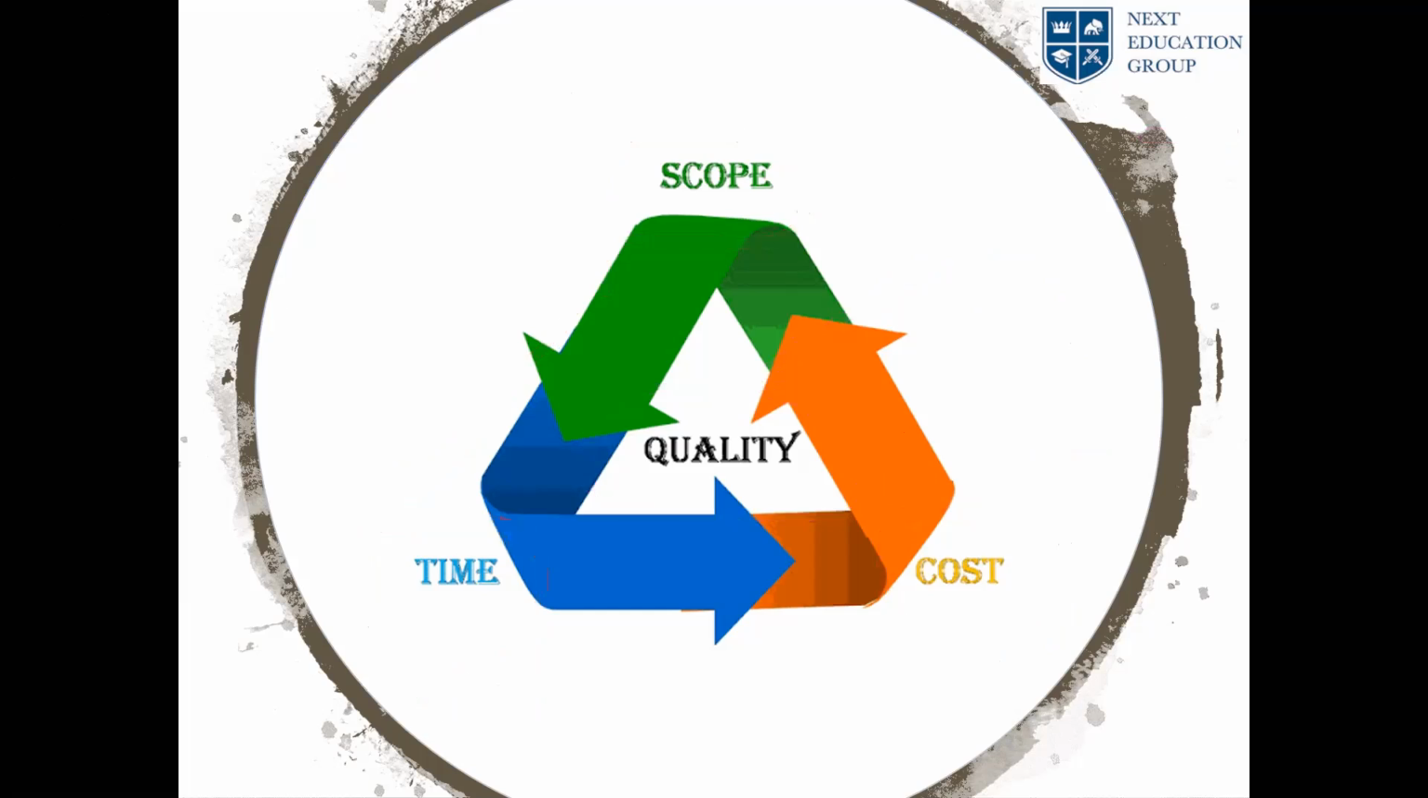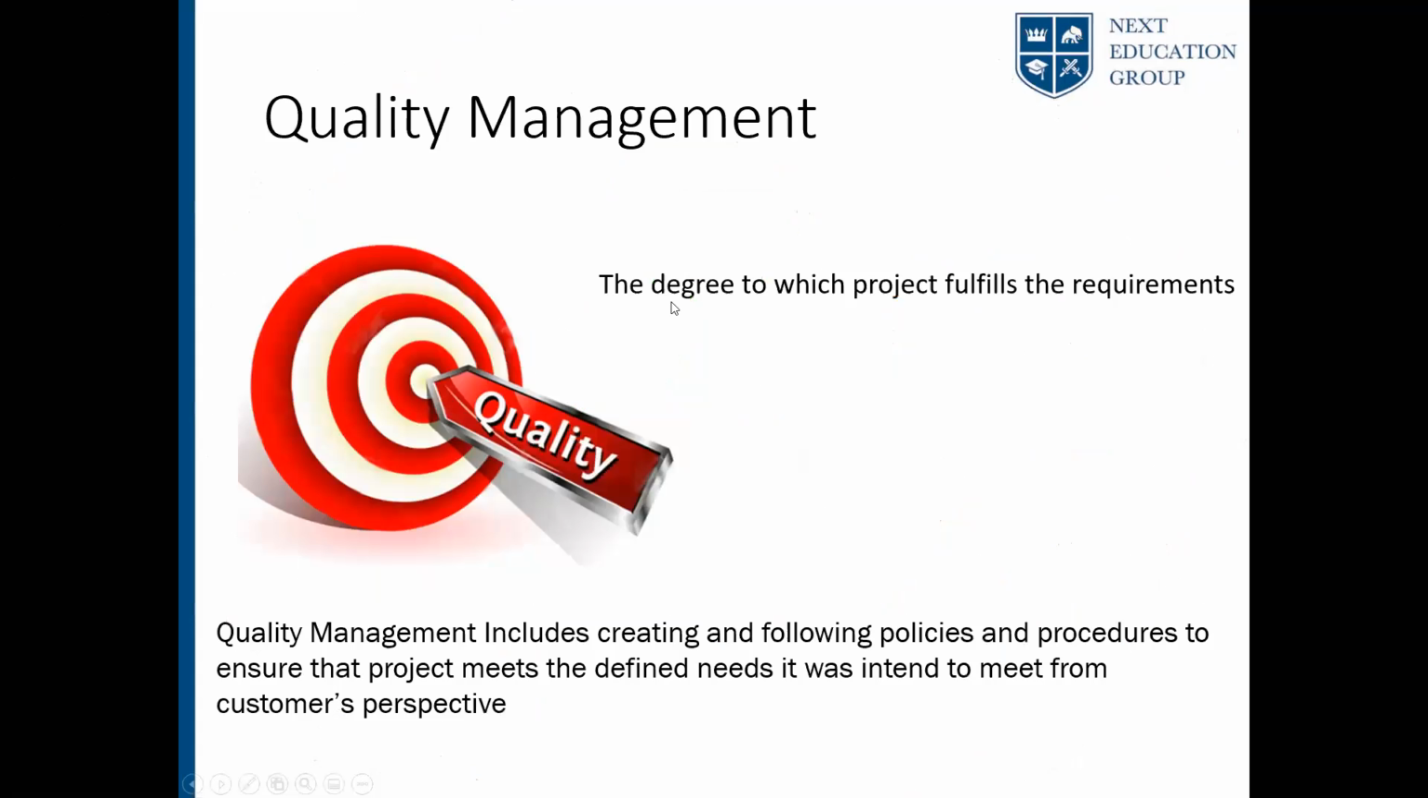So quality is very tightly coupled with scope, right? We define quality as the degree to which the project or product fulfills the requirements. So it has a very tight link with the scope because the requirements come from the scope, right?